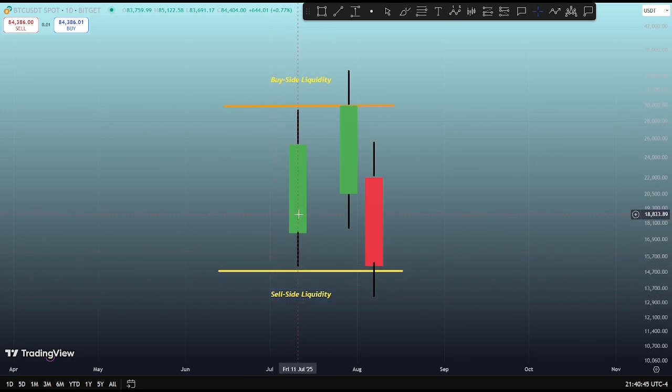Above the wick there is mostly buy side liquidity, or stop losses of short sellers or breakout buyers, and below the wick there is usually sell side liquidity, stop losses of long traders or breakdown sellers. Big players mostly use these to grab the stop losses and fill large positions in lower or higher zones. That's what we normally call manipulation.